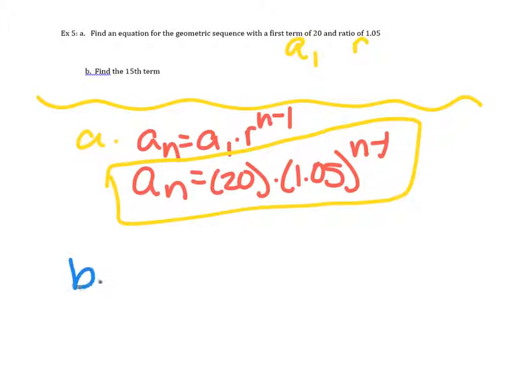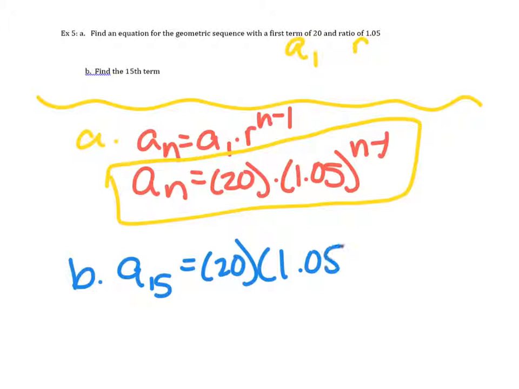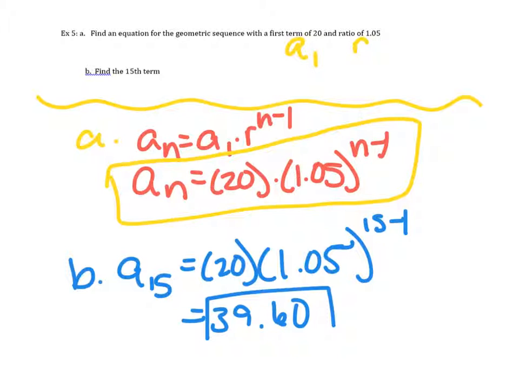And then if I want to find the 15th term, basically I just plug in 15, 1.05 to the 15 minus 1. And if you stick that in the calculator, you are going to get 39.60. Since you have 1.05, that's going to be a decimal. And yes, this probably would be on a calculator part of your test.